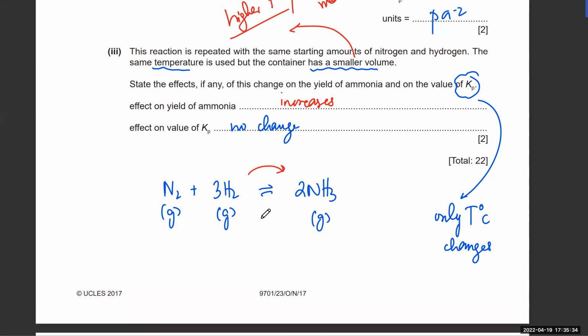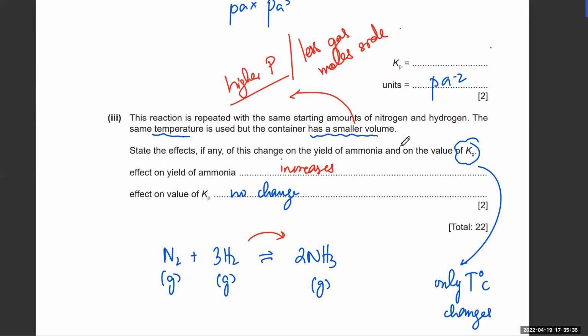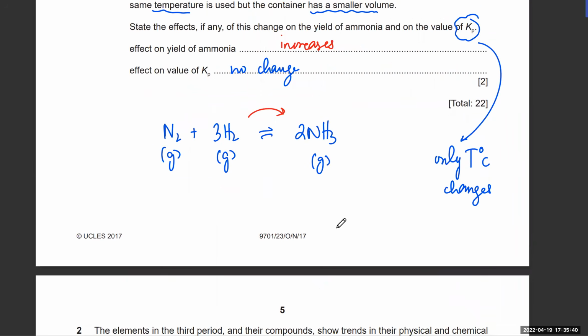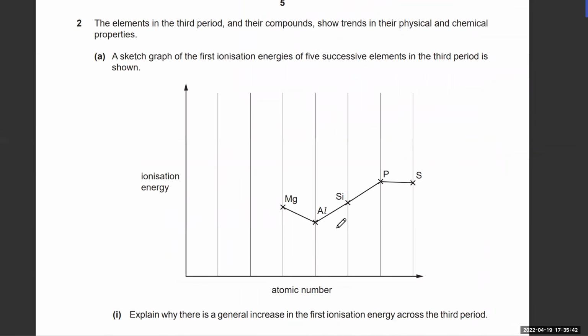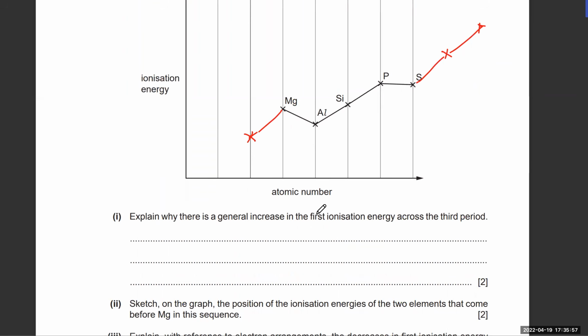And remember this, the other way of stating higher pressure is that you decrease the volume. Now this one is about period 3 ionization energies. Before that there is sodium, so we can add that as well. And after that it's chlorine and argon. So that's period 3. Explain why there's a general increase in the first ionization energy across the period.